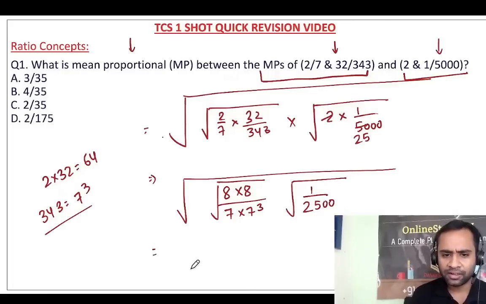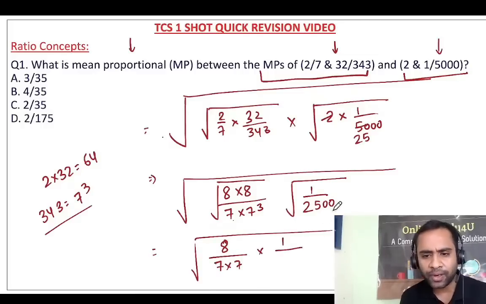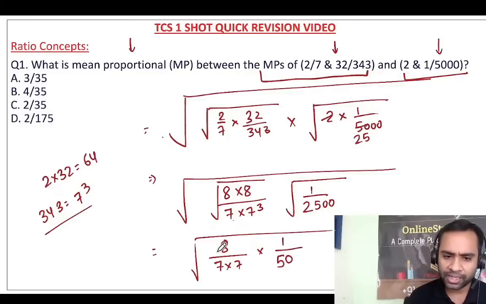Okay, now there are two 8s. Can I take one 8 outside? Very good. There are two 7s. Can I take one 7 out? Ah, very good, you can take. Then 1 divided by 2500. Can I write 50? Yes, why not?